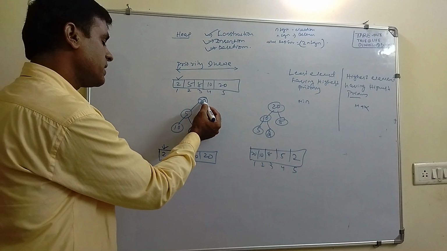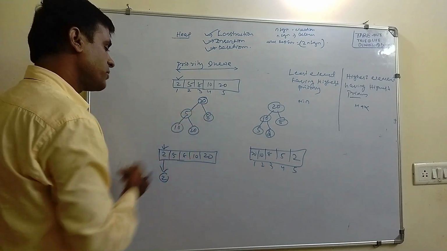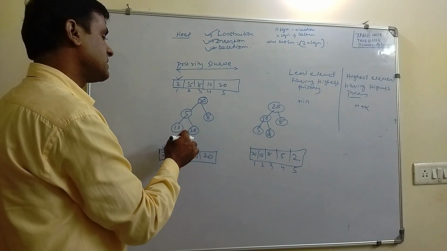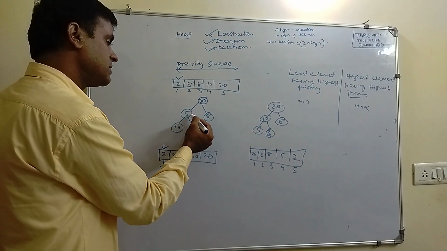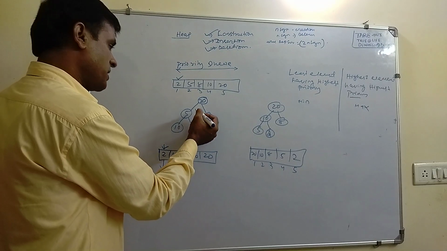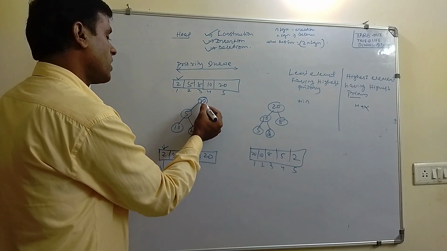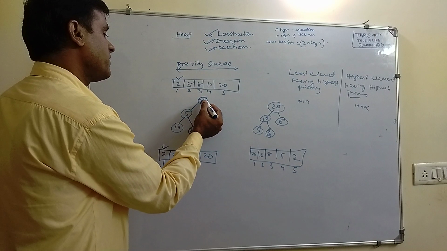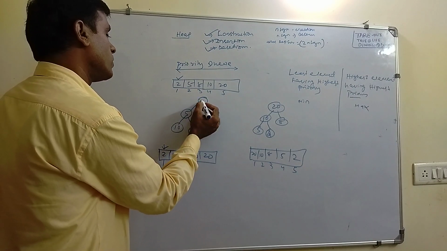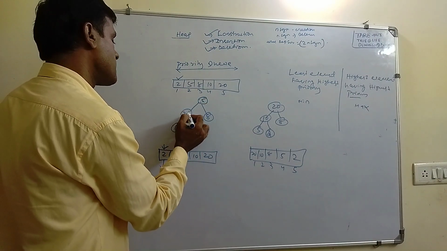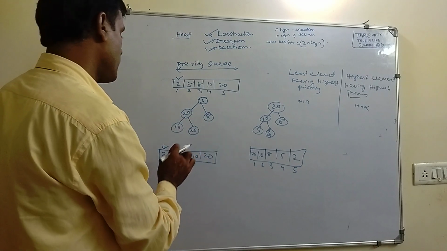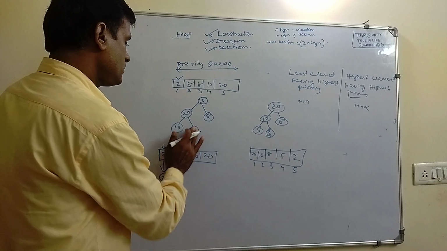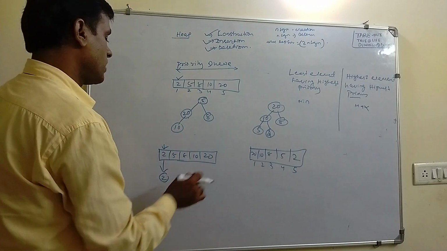So here after deleting this, what you have to do? Again you have to readjust it. Readjust it as it is a min heap, so you have to check which of these two is minimum, and that will go to the top. So now the minimum element is 5 and it will go here, and 20 will be replaced here. Now this element 2 is already deleted.